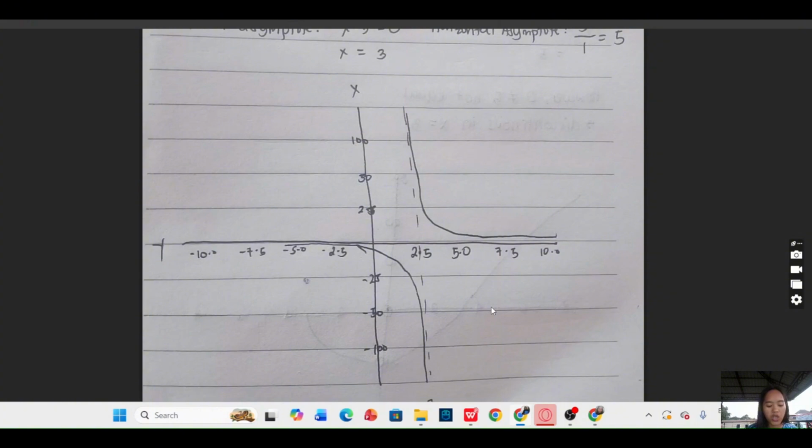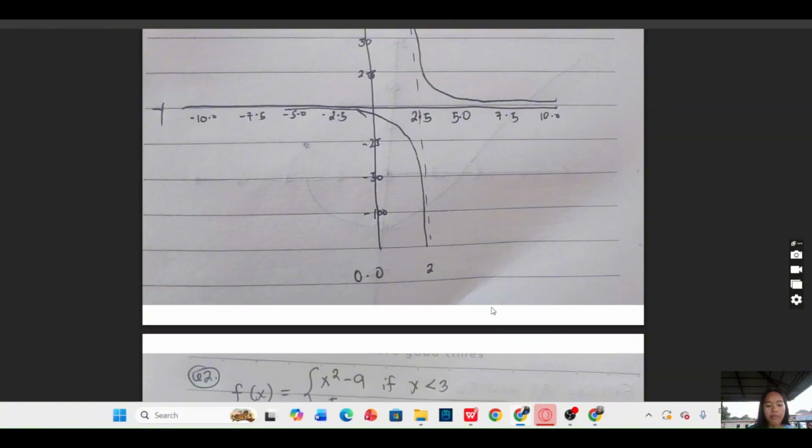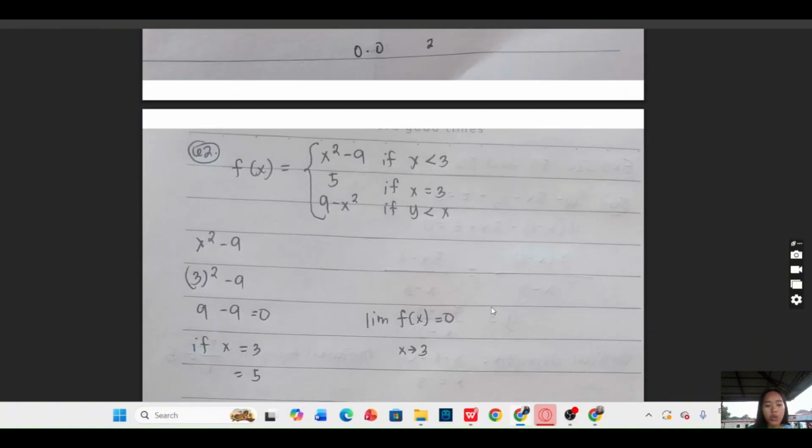The function has two branches, one on the left side of the asymptote and one on the right side. Therefore, the important features of this rational function are the vertical asymptote, which is x is equal to 3, and the horizontal asymptote, which is y is equal to 5. These asymptotes guide the overall shape of the graph. So I hope that's clear to you.